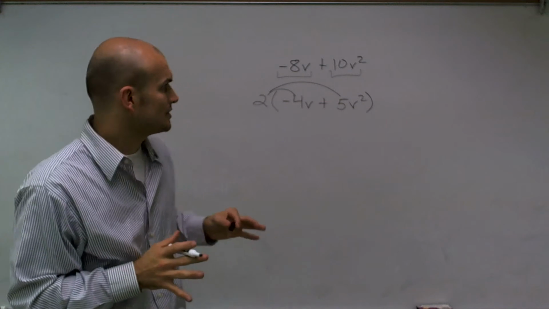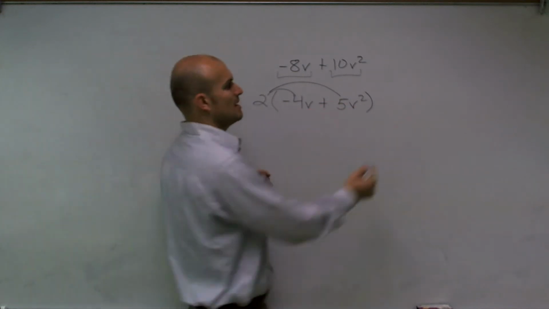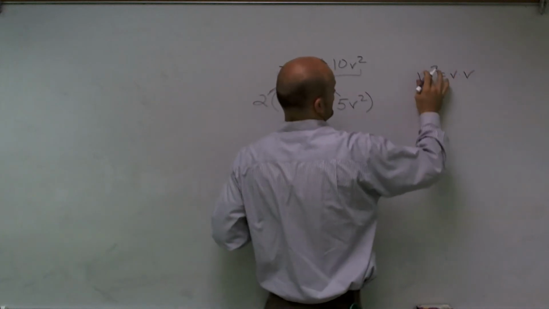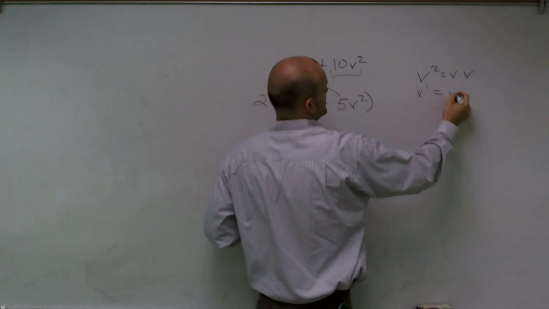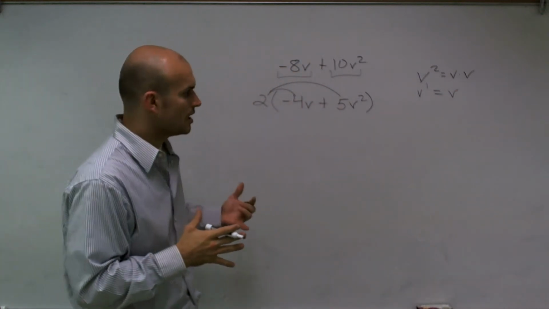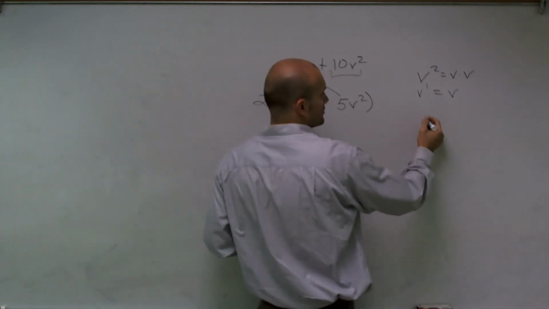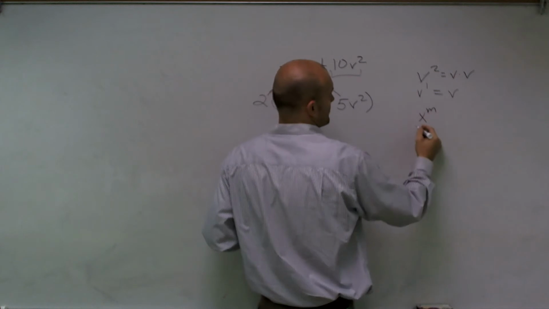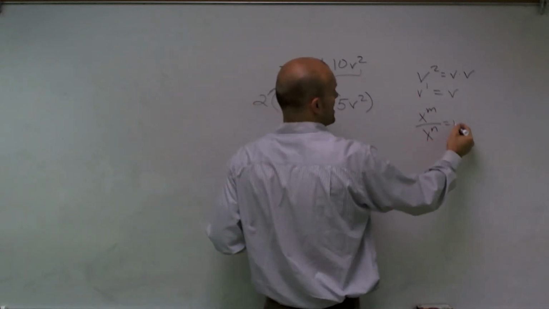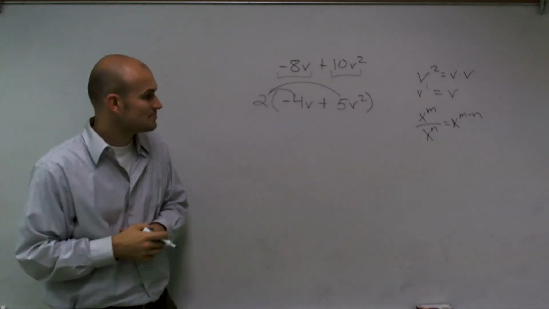Now, the next thing we want to do is see if they share anything with the v's. And a couple things you need to remember. V squared equals v times v, where v to the first power is just going to equal a v. So when I'm dividing out, we have to remember what exactly our exponents are telling us to do. The other thing to remember is the rules of exponents. When I'm dividing two numbers with exponents, you have to make sure you're subtracting your exponents.